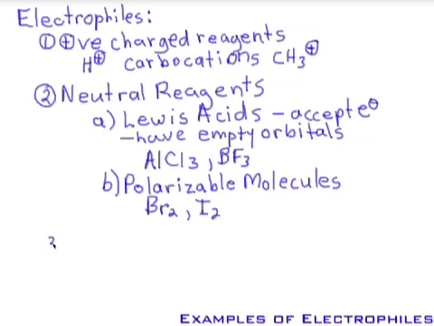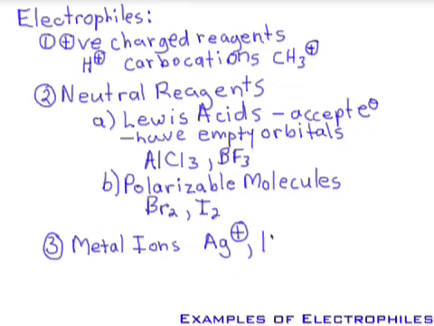The third group, of course, are metal ions. They are Lewis acids because they are ionized, they have empty orbitals. Because like Lewis acids, they have these empty orbitals, molecules or ions such as silver plus, mercury 2 plus, platinum 2 plus, can act as electrophiles.